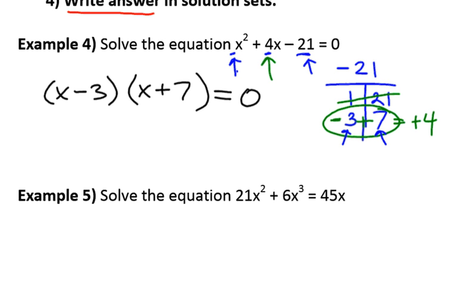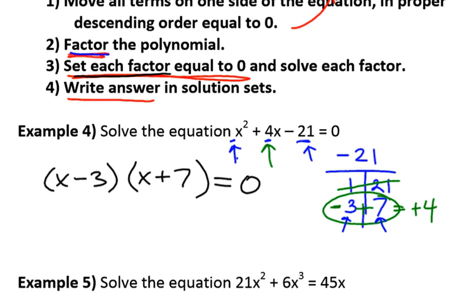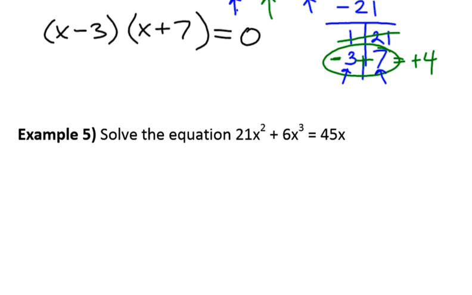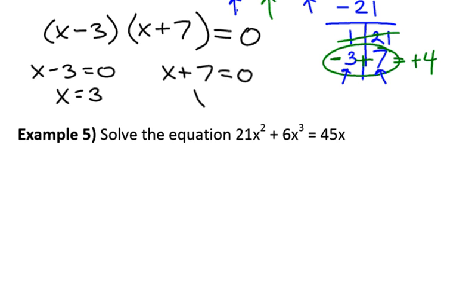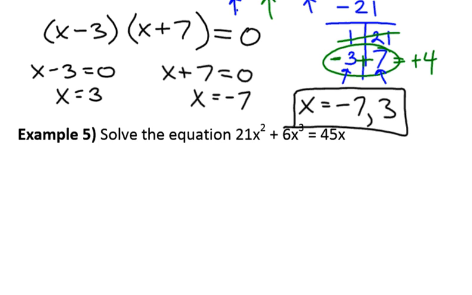Now we have exactly what we did in the very first 3 examples. So now after we factored, the third step is to set each factor equal to 0, just like we did. So that would mean x minus 3 equals 0 and x plus 7 equals 0, and solve. So now that's very easy. You just add 3 and subtract 7 from 0. So my final answer is -7, 3. Okay, so we're just adding one more step in.